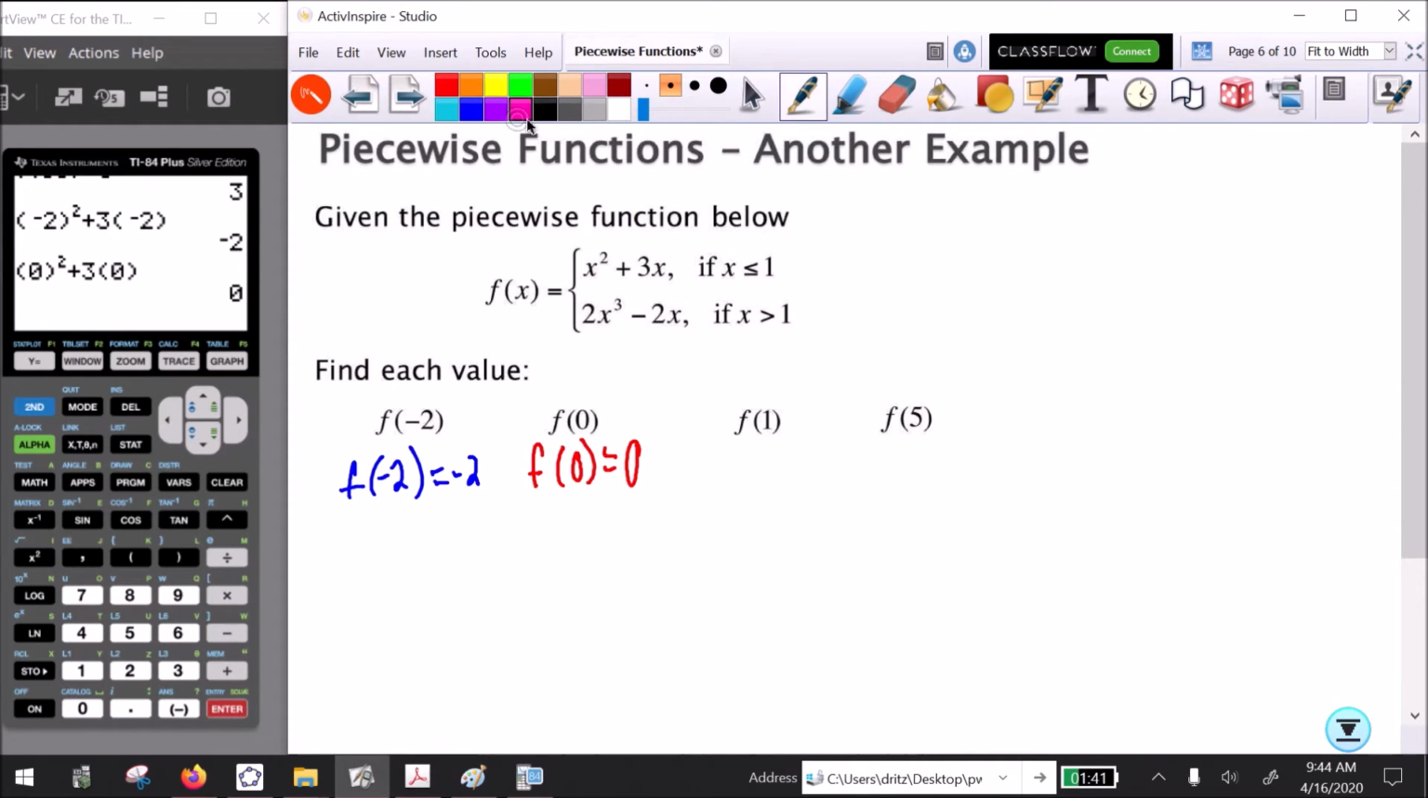Let's plug in 1 into this function. Is 1 greater than 1 or less than or equal to 1? Well, since 1 is equal to 1, we're going to, again, plug it into the top part of this function here. And I'm just going to go ahead and replace my calculator entry with a 1 as my input.